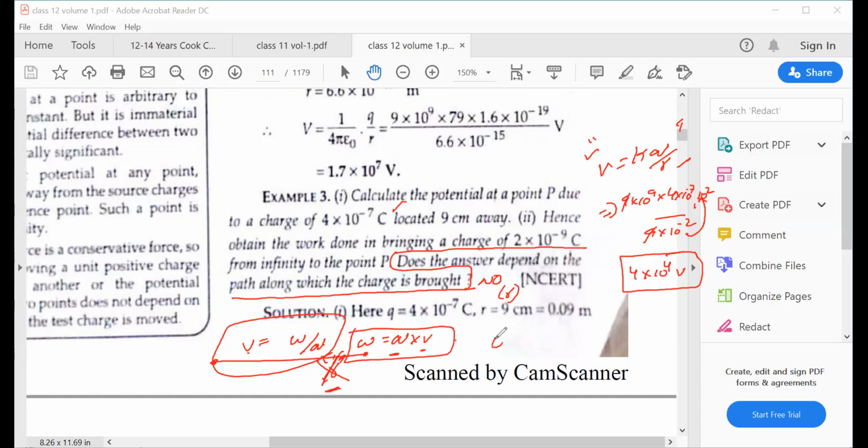Here W is equal to Q into V. Q, we know, is your test charge, which is 2 into 10 power minus 9 coulomb, and the potential is 4 into 10 power 4. So what is the answer?